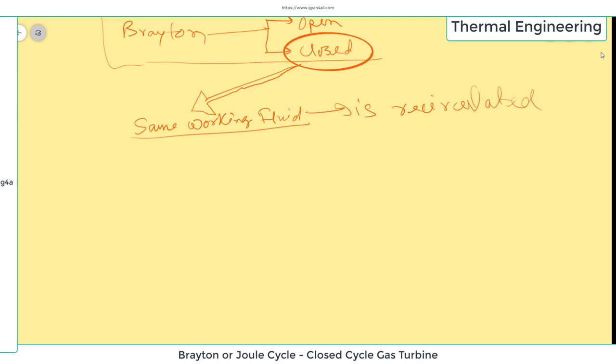If we take air, it will remain air. Only its temperature will be different, its pressure will be different, its volume will be different, but air is air. And that is why we write Cpa. This is very important. So why Cpa? Specific heat of air at constant pressure.